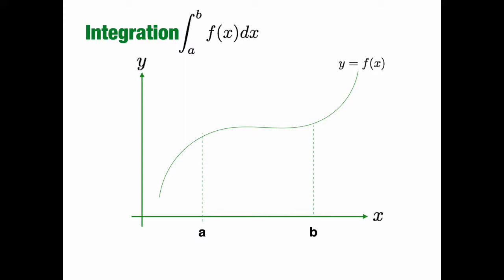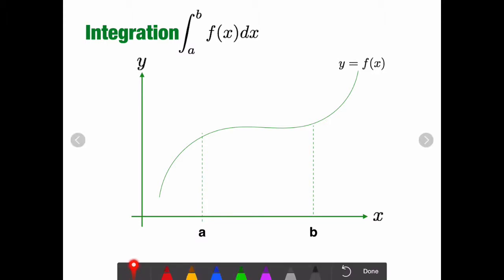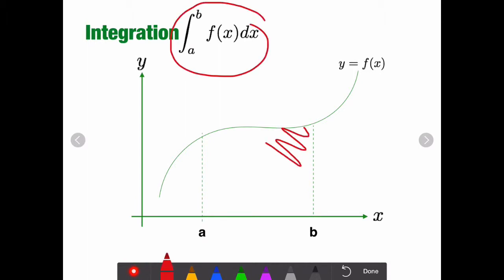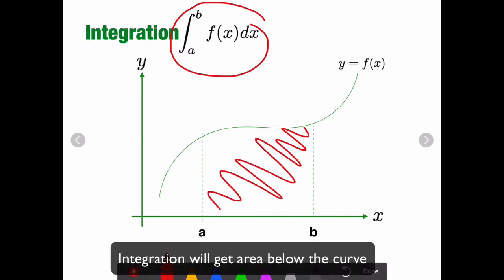To do the integration, we have a to b, so the lower bound is a, and the upper bound is b. When we do the integration, basically we get the area below the curve, like this one. So when we do integration for this, we get the area below this curve here, and this is the area we get based on this integration.